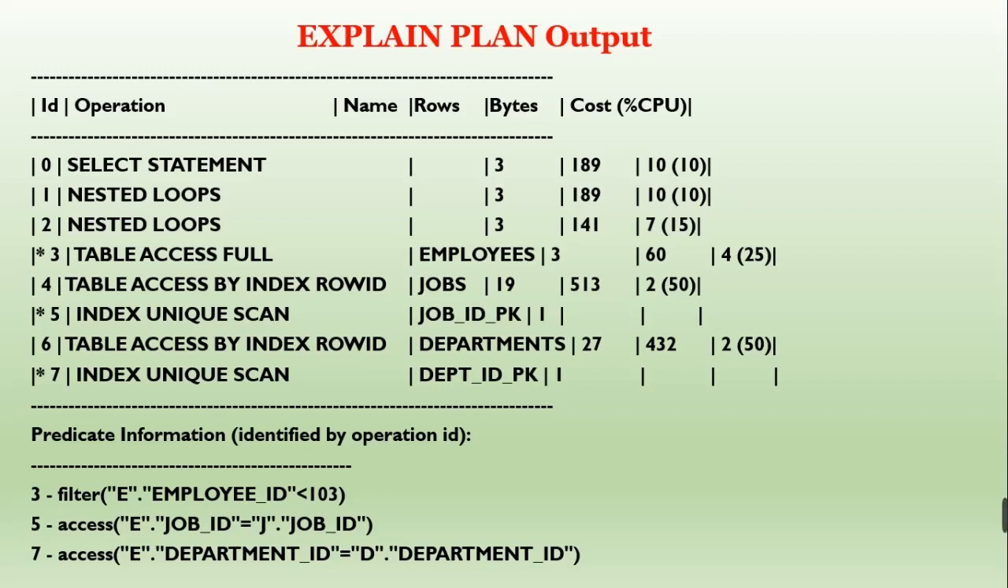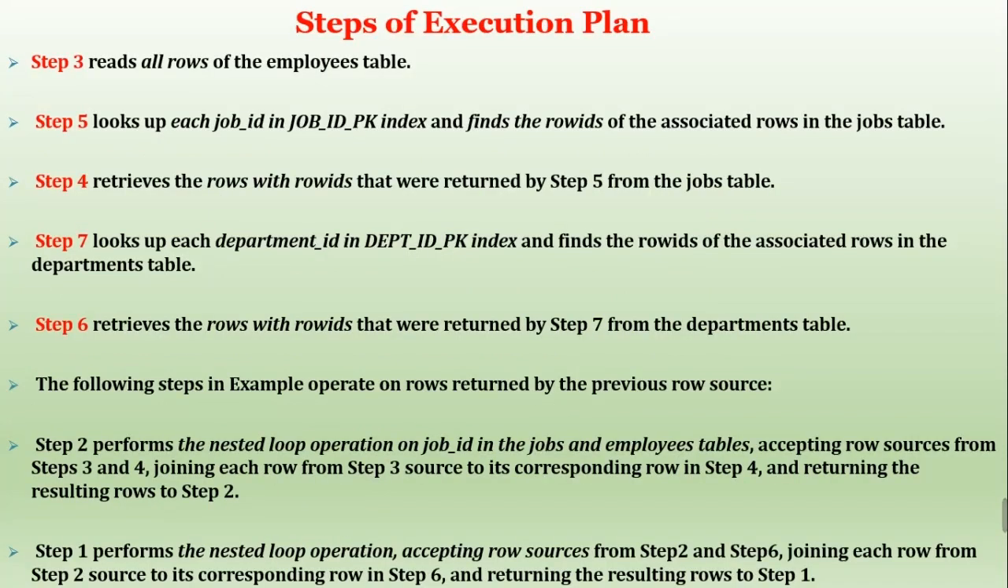Predicate information is identified by operation ID: 3 filter, 5 access, and 7 access. So we need to look into it one by one. We will see in the next slide. Steps of the execution plan: Step 3 reads all rows of the employees table. Step 5 looks up each job ID in the job ID PK index and finds the row IDs of the associated rows in the jobs table. Step 4 retrieves the rows with the row IDs that were returned by step 5 from the jobs table. Step 7 looks up each department ID in the department ID PK index and finds the row IDs of the associated rows in the departments table.